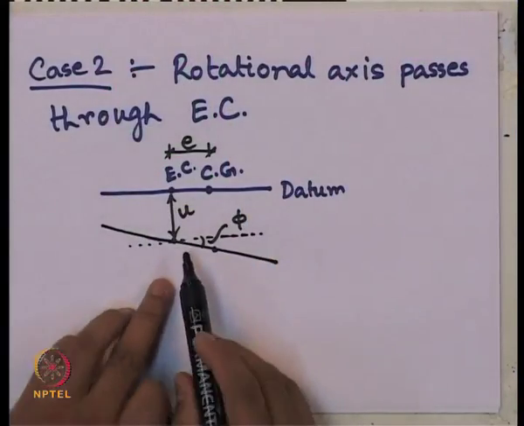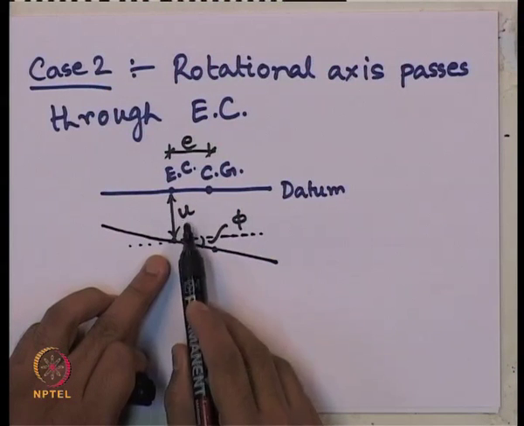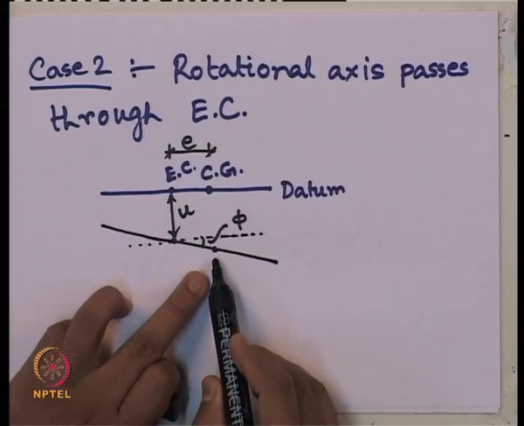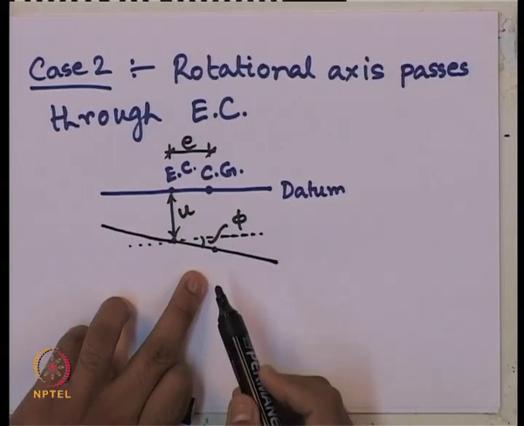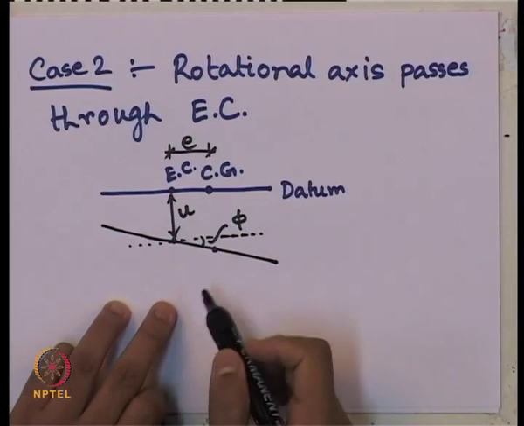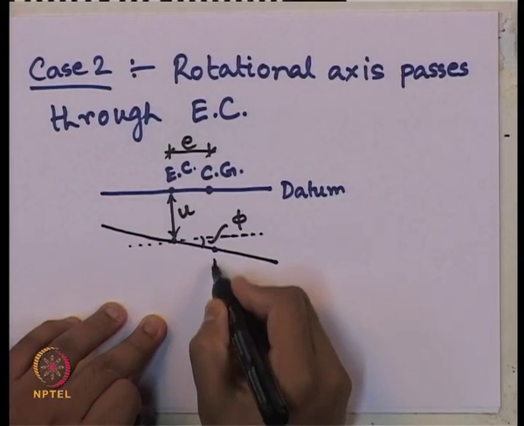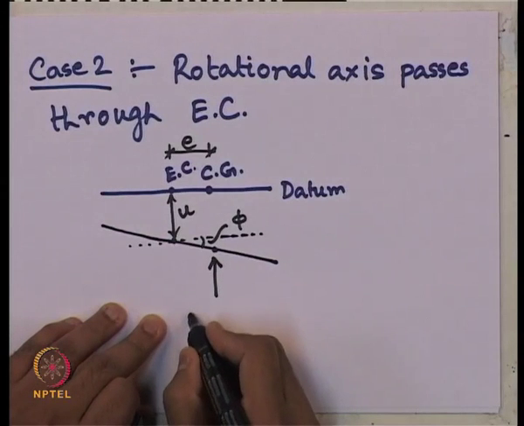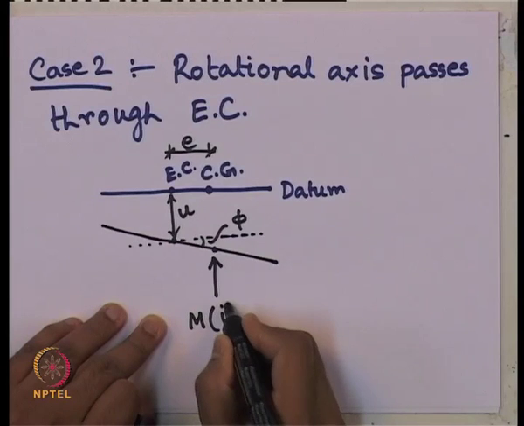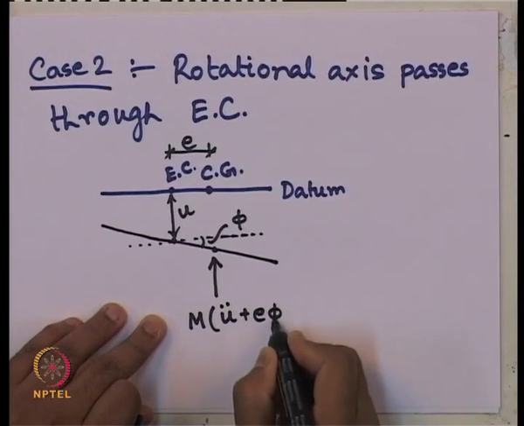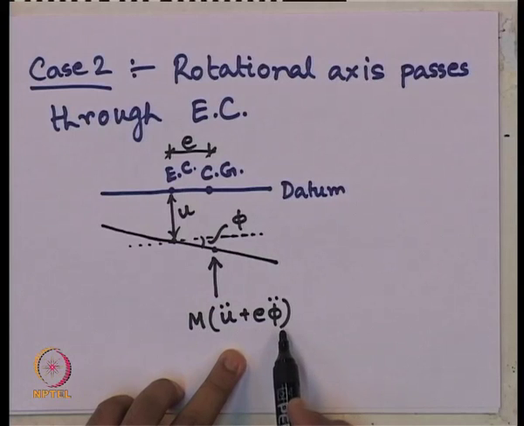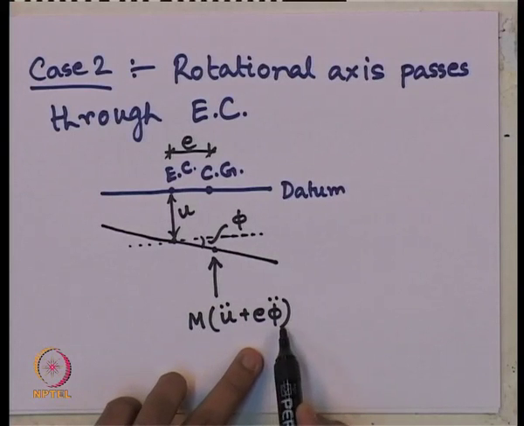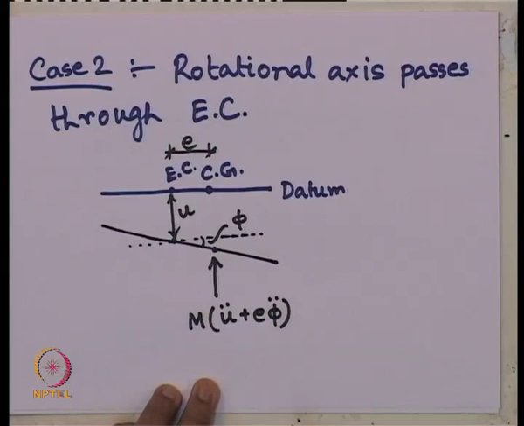So, because of the vertical displacement, EC has moved down by an amount of u, whereas the CG has moved down by an amount of u plus E times this phi, for small phi of course. So, the vertical inertia force will be m times the corresponding acceleration, which will be u double dot plus E phi double dot. Am I right? The displacement for the CG is u plus E phi. So, the corresponding acceleration is u double dot plus E phi double dot times mass will give me the inertia force because of the vertical displacement.